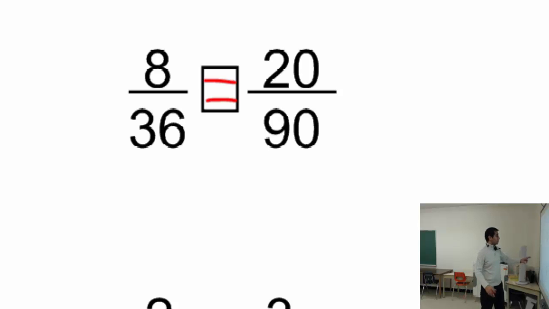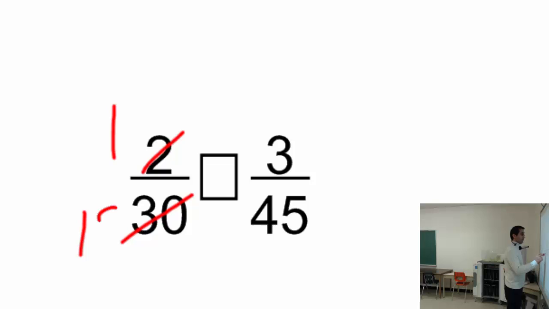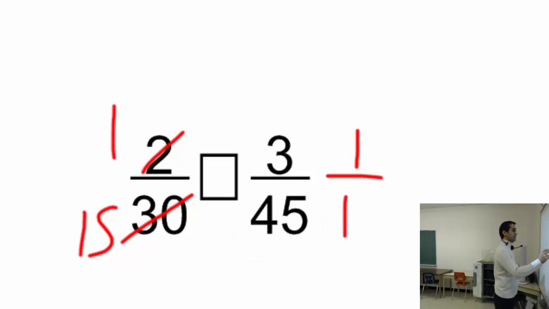How about the next question? Let's take a look at this one. Too simple. I can divide both of them by 2. So this will be 1. That will be 15. Will I have 1 divided by 15 here? So 3. Both of them are divisible by 3. 3 divided by 3 is 1. And 45 divided by 3 is 15. Yes, they are equal. So have the equation sign here.